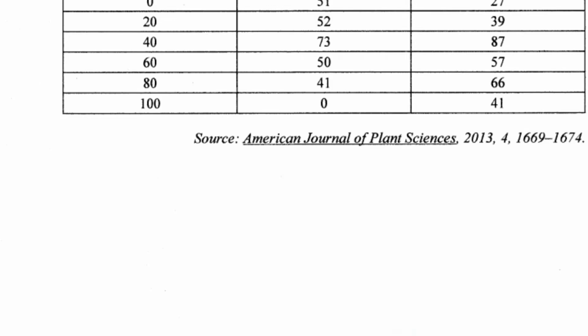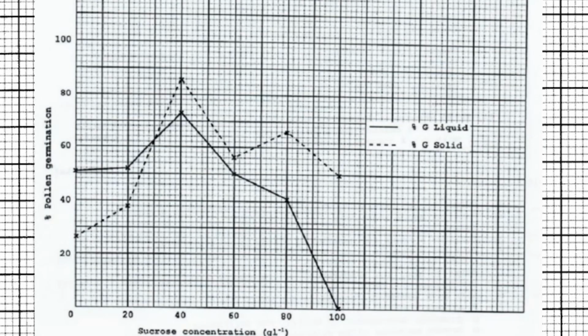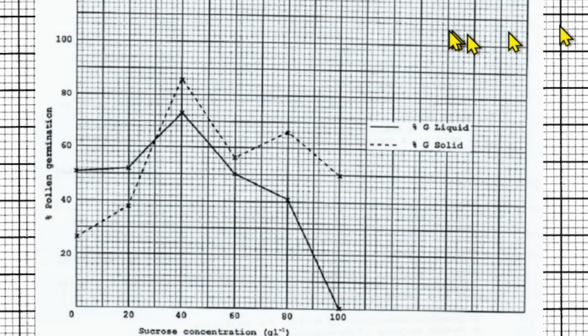Let's look at the graph. Here you'll see the graph depicted, and your marks here are simply to label your axes correctly. Make sure that the percentage pollen germination, which is a responding variable, will be on the y-axis, and your manipulated variable, sucrose concentration, is going to be on the x-axis. Make sure you put a unit, grams per liter.